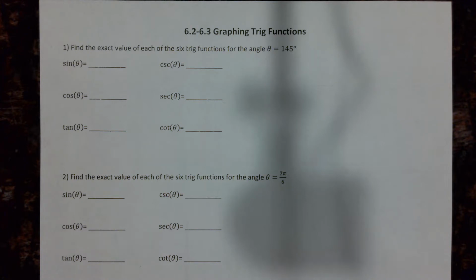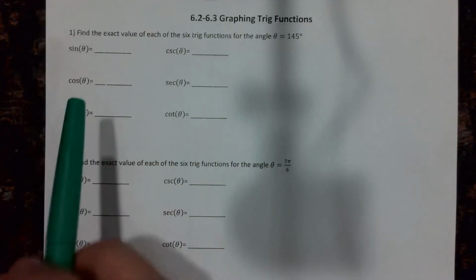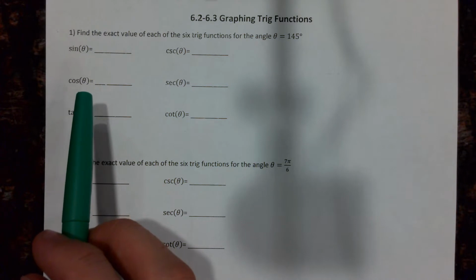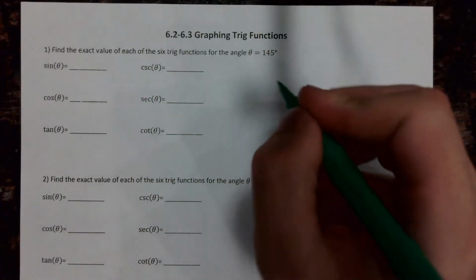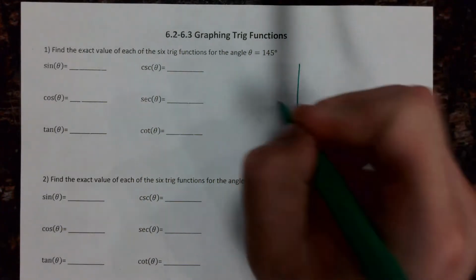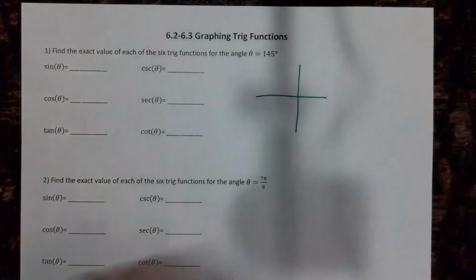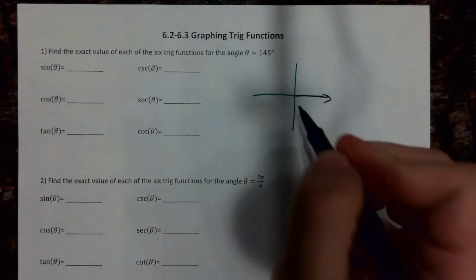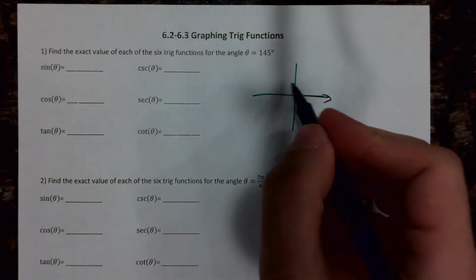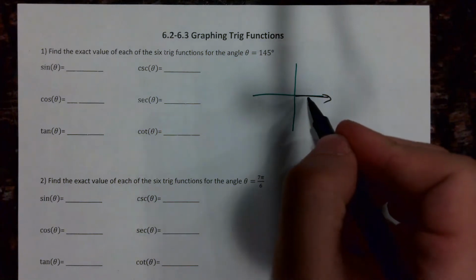So the first step, no matter what the case is, you have to draw your angle. When I read this, it says find the exact value of each of the 6 trig functions for the angle theta equals 145. So the first step, we're always going to draw our angle. So I have my axes. No matter what, my initial side of the angle falls on the positive x-axis. Now, if it's a positive angle, I'm going to turn up. If it's a negative angle, I'm going to turn down.